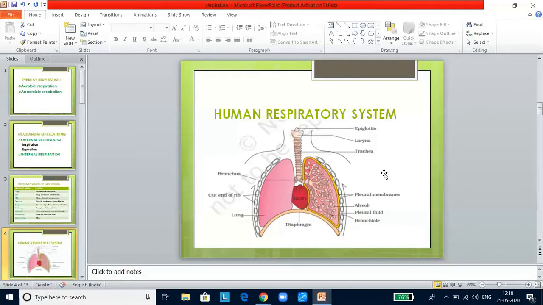Now the trachea, or the windpipe, is a continuation of the larynx. The trachea is supported by incomplete rings of hyaline cartilage. The mucosa of the trachea is lined with a ciliated pseudostratified epithelium containing mucus-secreting goblet cells, which helps in pushing the mucus out.